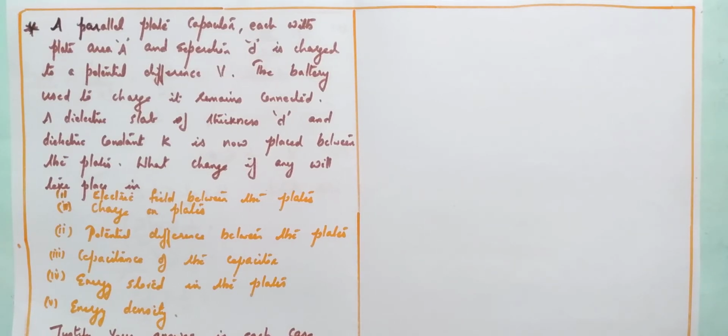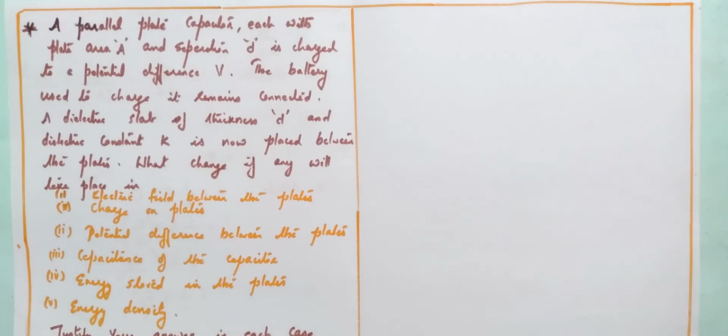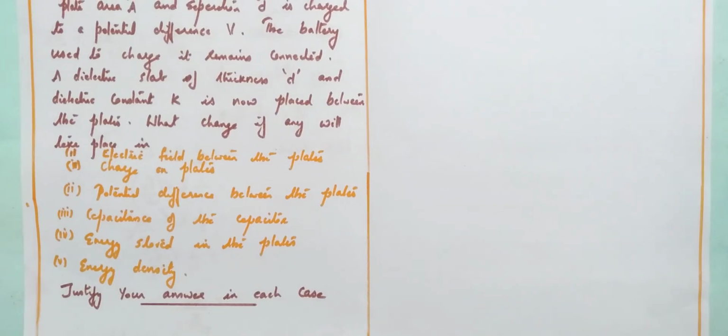What change, if any, will take place in the electric field between the plates, charge on the plates, potential difference between the plates, capacitance of the capacitor, energy stored in the plates, and energy density? Justify your answer in each case.